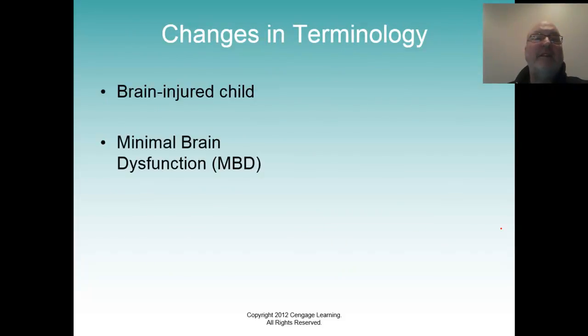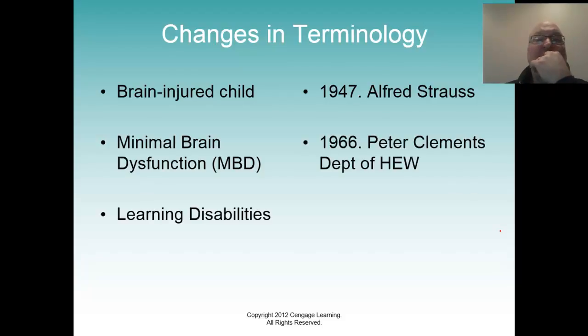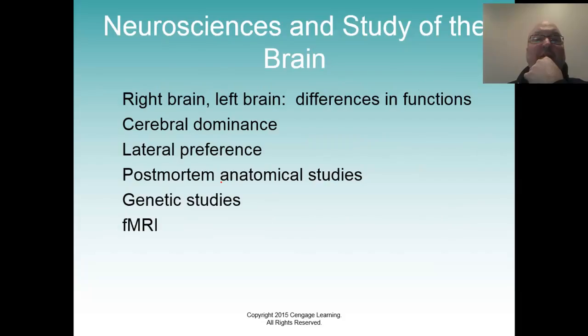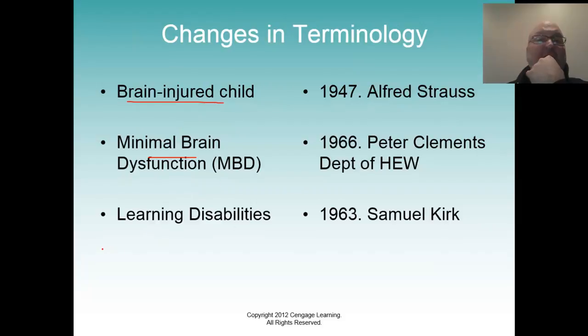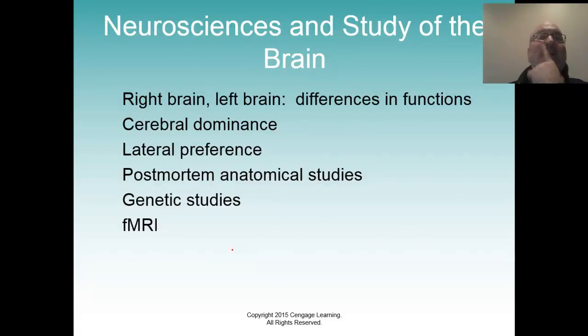Okay, and here's terminologies, how they've changed. First, we didn't know what to call it. So they called it brain injured, and then minimal brain dysfunction, and then ultimately Kirk started talking about this in 63. Don't worry about Kirk. I took him out of the test. There was a question on him. And then here's the one on neurosciences, right brain, left brain, differences in these things.